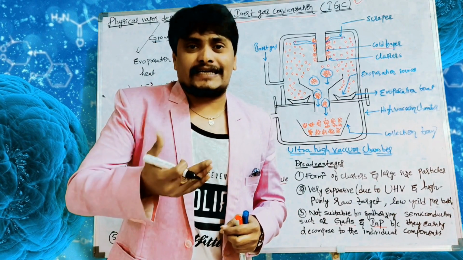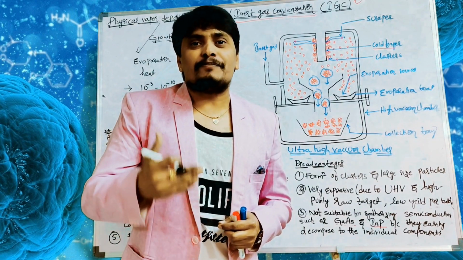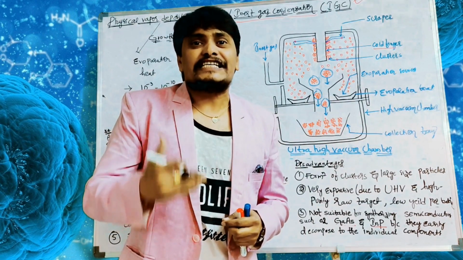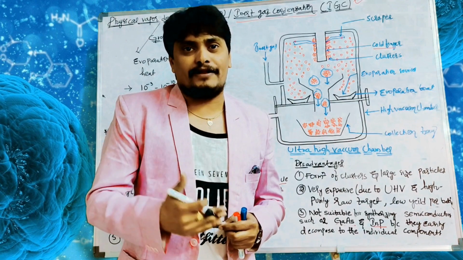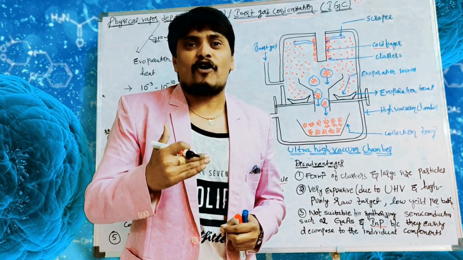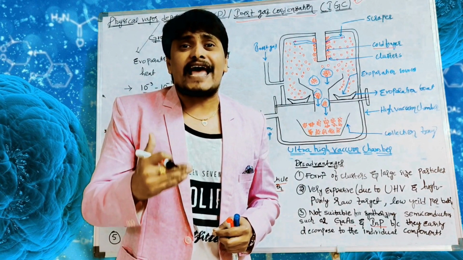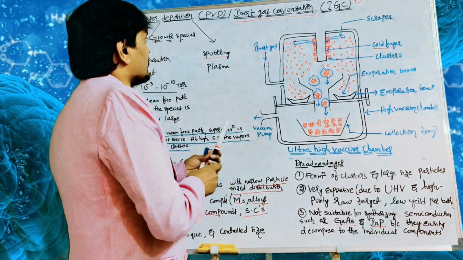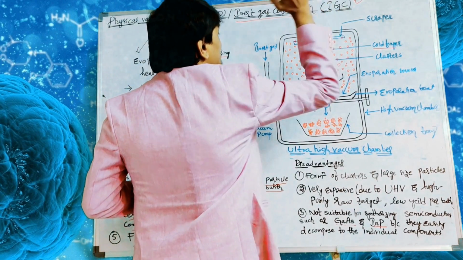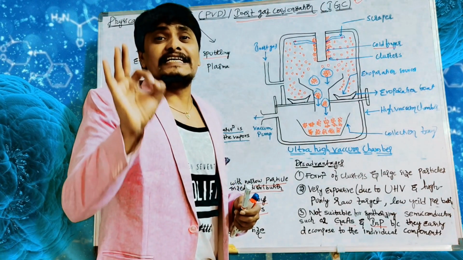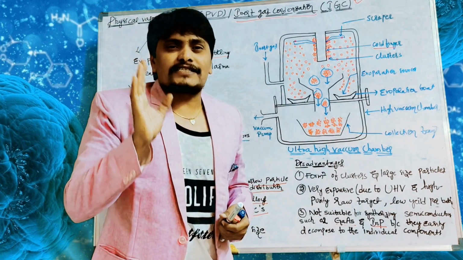Now, in order to get high quality nanoparticles using evaporation, an extension of this evaporation group of physical vapor deposition has been made. That extension is inert gas condensation, abbreviated as IGC. Now, what is the speciality of this inert gas condensation?